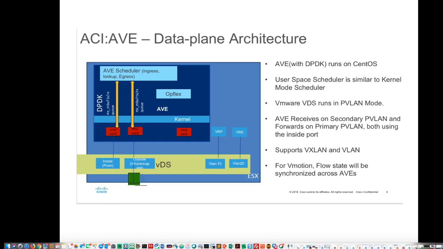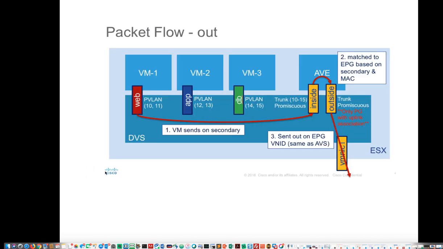When you run the AVE, a VMware DVS or VDS is brought up, and the interfaces over there, the main interfaces that connect to the AVE, are configured as private VLANs, and AVE receives on the secondary PVLAN and forwards on the primary VLAN. It supports VXLAN and VLAN, and for vMotion, flow state will be synchronized across AVE.